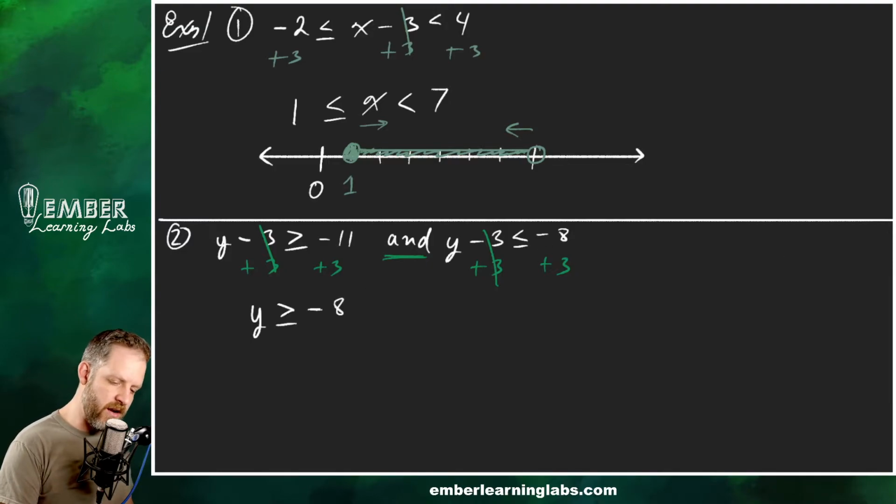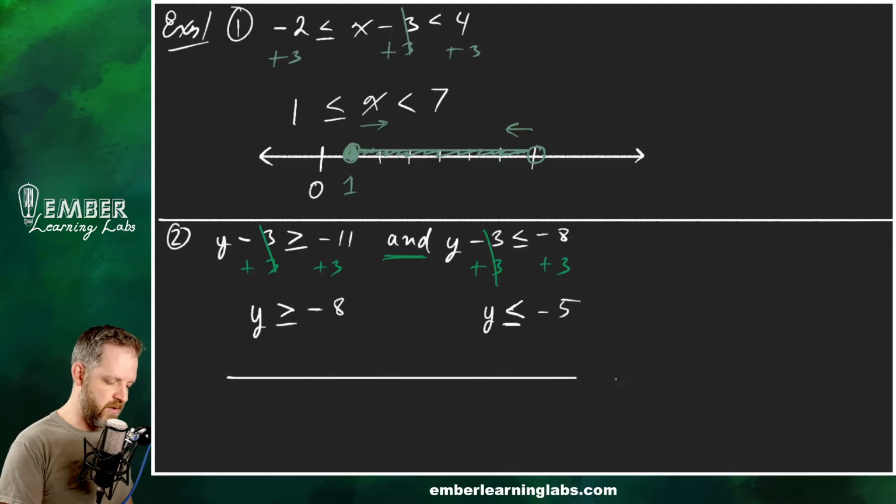And then over here, we have y is less than or equal to negative 8 plus 3, which is negative 5. So we're going to draw our number line, and we're looking for where both of these conditions are true. This one and that one. All right? So we're going to put our 0 point and then negative 1, negative 2, negative 3, negative 4, 5, 6, 7, 8. Negative 5 we're going to mark, and negative 8 we're going to mark.